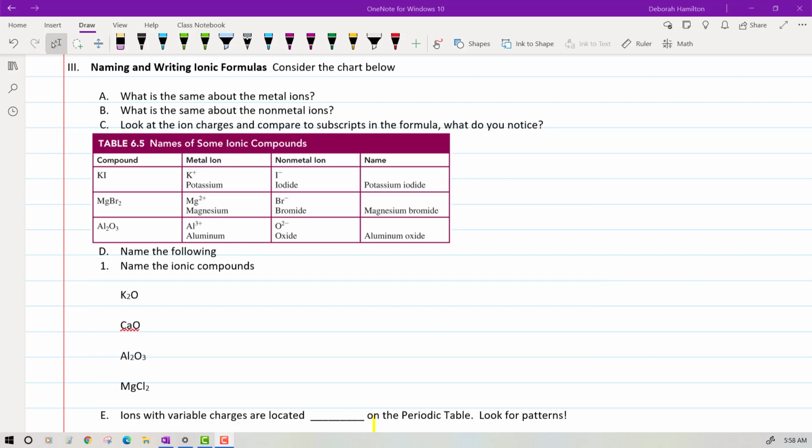And if we take a look at the chart here, I would like for you to think for a moment about what is the same about all the metal ions. And then what is the same about all the nonmetal ions? And then look at the charges on the ions and think about the subscripts in the formula. And then what do you notice? All right, so take a moment, pause the video, and jot down some notes about what you might think, and then come back and we'll discuss it.